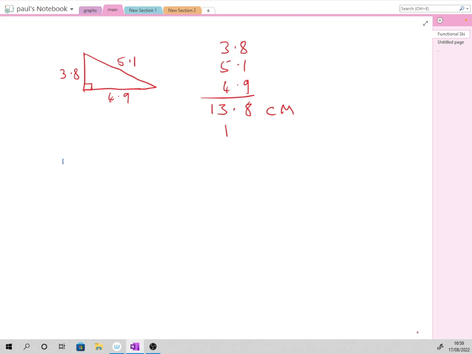Now there is a triangle like this, and this is the triangular equivalent of a square, because all sides are the same, and this is called an equilateral.